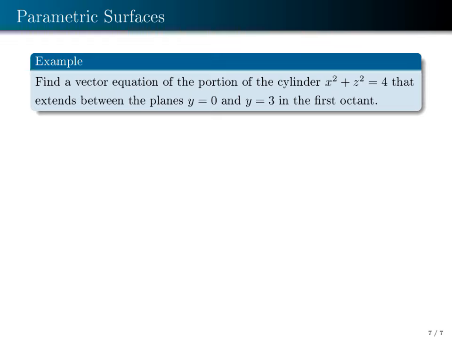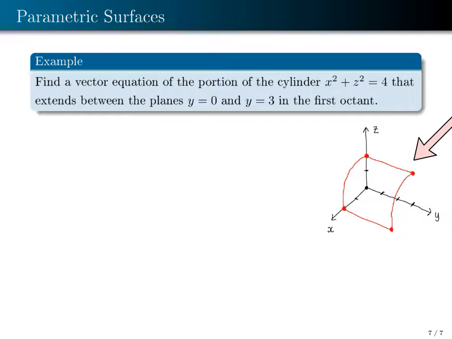For the last example, we need to find a vector equation of the portion of the cylinder x squared plus z squared equals 4 that extends between the planes y equals 0 and y equals 3 in the first octant. A sketch of the said portion of the cylinder is shown on the right. In the previous examples, we were asked to identify the surface defined by a given vector equation. Here, we are being asked to find a vector equation for this portion of the cylinder.